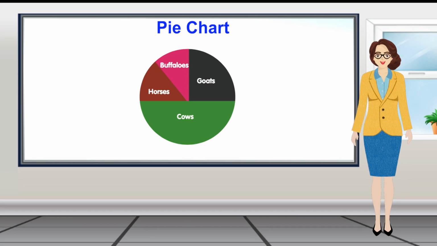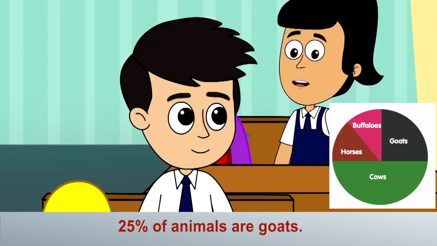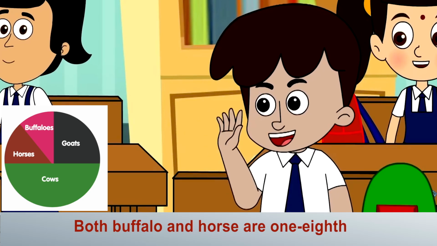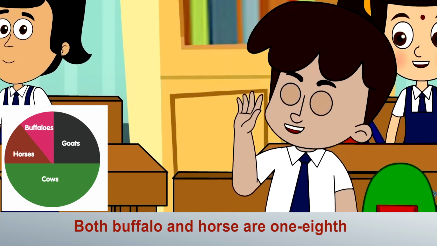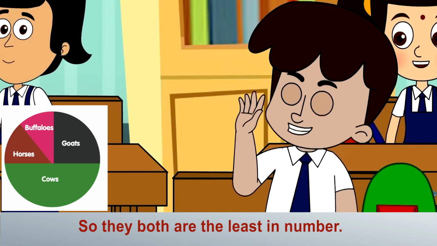Good. What is the percentage of goats? 1/4 of the total animal represents the goat. 1/4 of the circle is 25%. So, 25% of animals are goats. Well done. Which animal is the least in number? Both buffalo and horse are 1/8 of the total animals. So they both are the least in number.